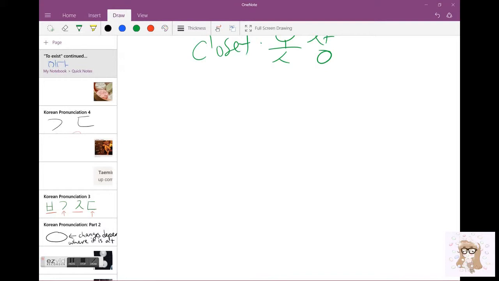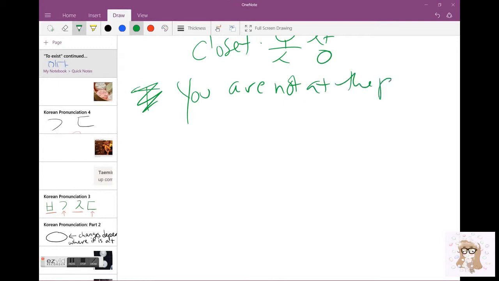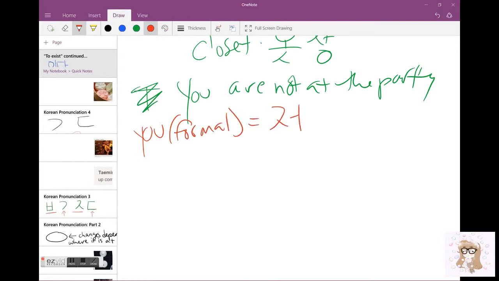Okay, let's say you want to say you are not at the party. This example I'm using uses the formal form of you. So you formal is 저. For this sentence, formally I'm saying 저는, this indicates the subject, which is you.